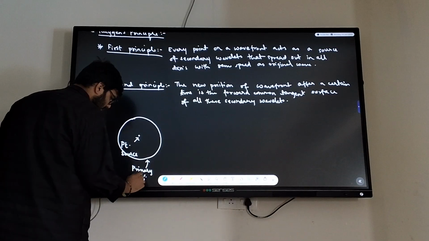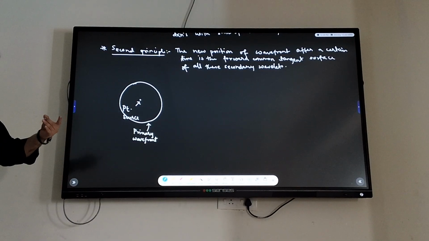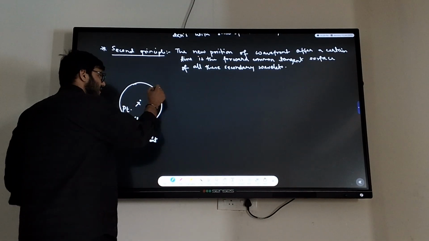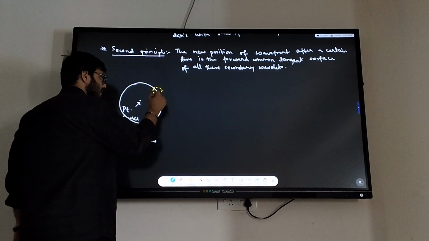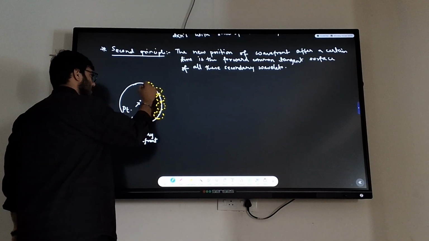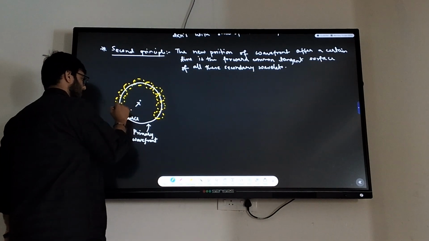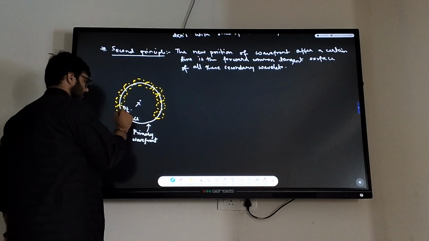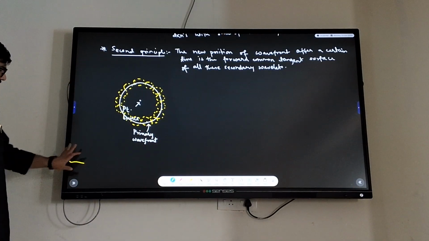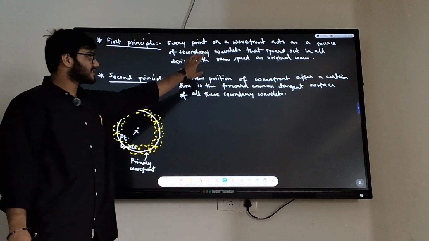All the points on the primary wavefront act as a source themselves, and if they act like a point source themselves, then they will give out wavefronts in all possible directions themselves. So they will create little wavefronts themselves. Yes or no? So it will be something like this. They will give off light in all possible directions themselves. They are acting like a point source. This is the first principle, nothing more.